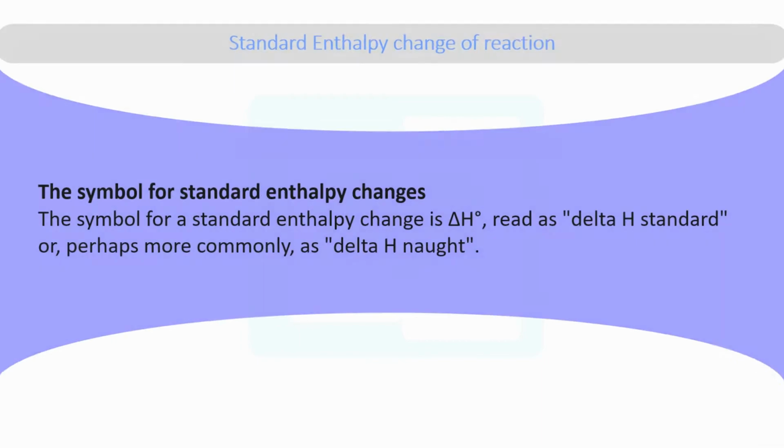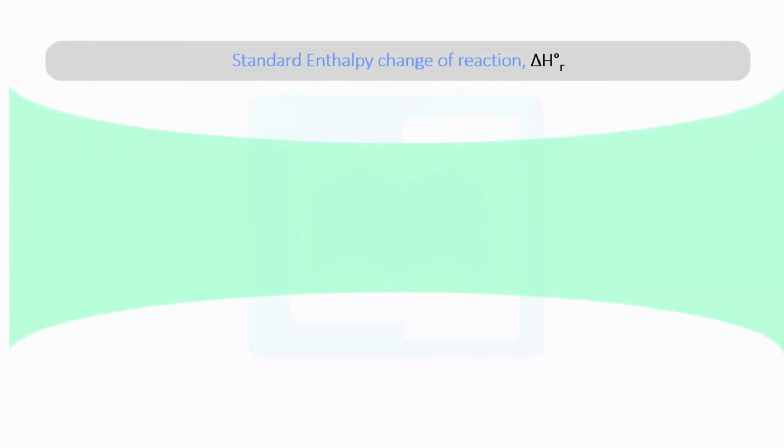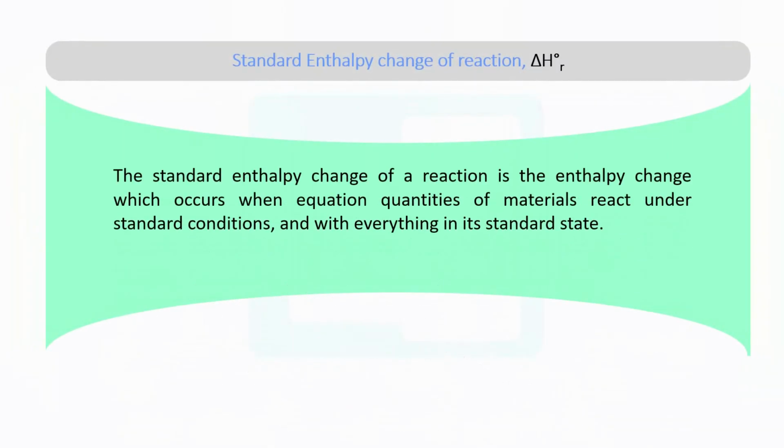Enthalpy change of reaction. Standard enthalpy change of reaction is the enthalpy change which occurs when equation quantities of material react under standard conditions and with everything given in standard state. If I give here the equation H2 plus half O2, we can make water. The equation quantity of substance is involved above the arrow sign, and we can use delta H for this reaction. Delta H r.